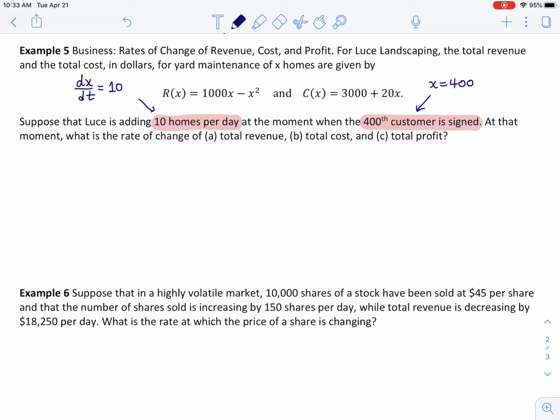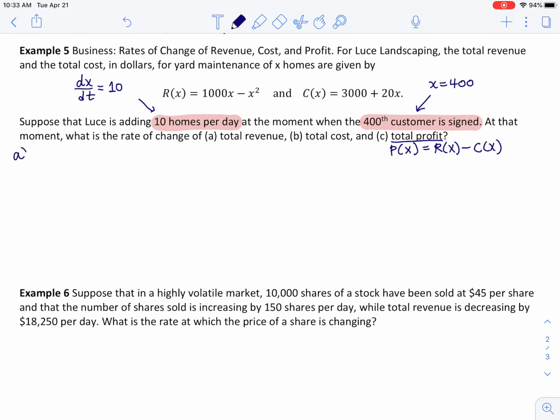And C, total profit. Now notice they gave us the equation for total revenue and total cost, but what's the total profit? Well, you do know how to find it. Total profit is going to be, remember, revenue minus the cost. So let me go ahead and write that down for you right here. We're going to say the profit, I'll say P of x. Profit at x number of homes is equal to revenue at x number of homes minus the cost at x number of homes.